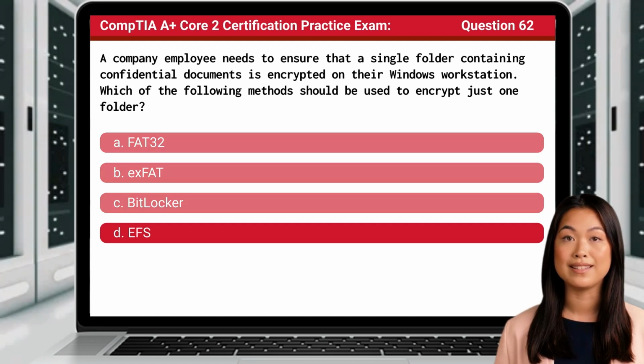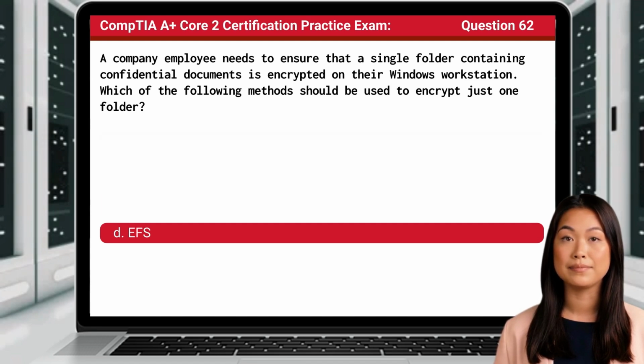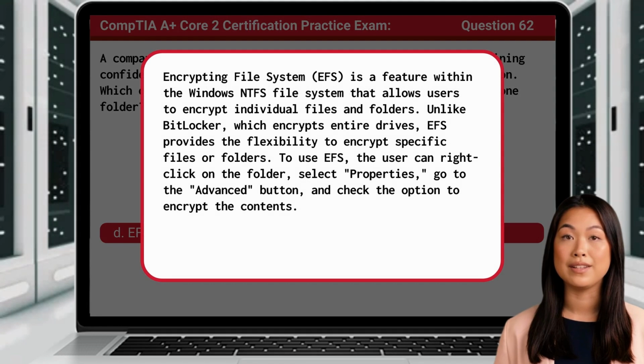The answer is D. EFS. Encrypting File System, or EFS, is a feature within the Windows NTFS file system that allows users to encrypt individual files and folders. Unlike BitLocker, which encrypts entire drives, EFS provides the flexibility to encrypt specific files or folders. To use EFS, the user can right-click on the folder, select Properties, go to the Advanced button, and check the option to encrypt the contents.